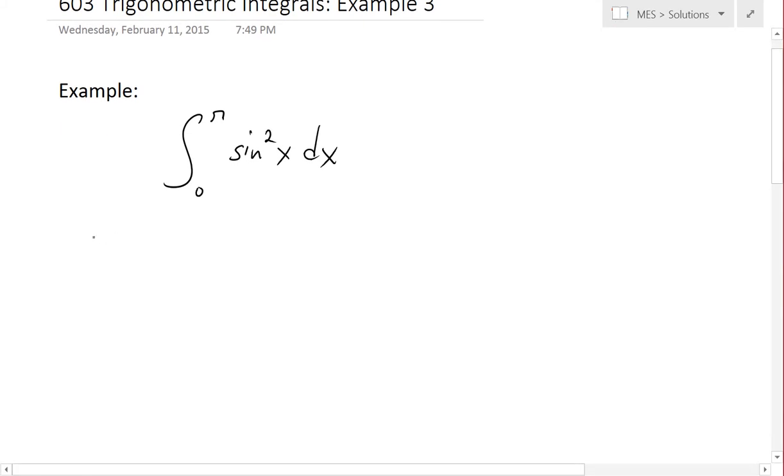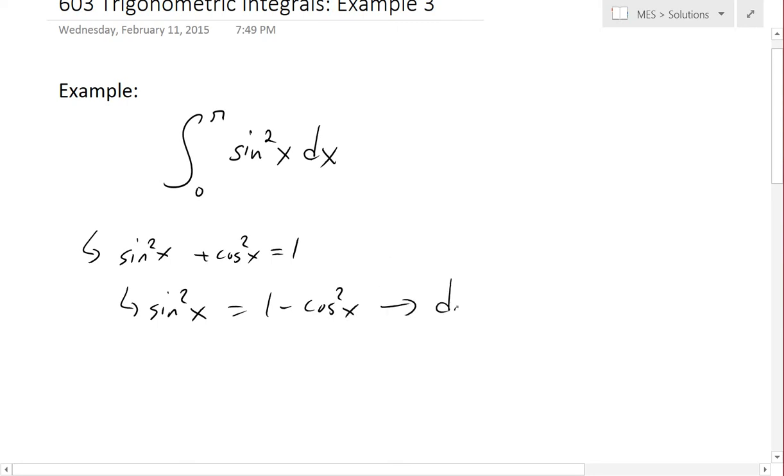If we were to apply the common trig identity, sine squared x plus cos squared x equals 1, and rearrange it, writing sine squared x as 1 minus cos squared x, this doesn't really get simpler, so it does not help us. So basically this is not helpful.